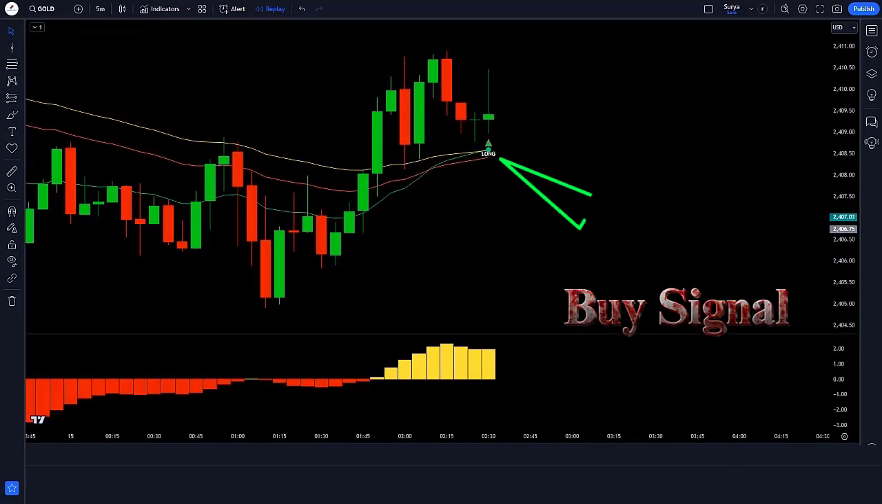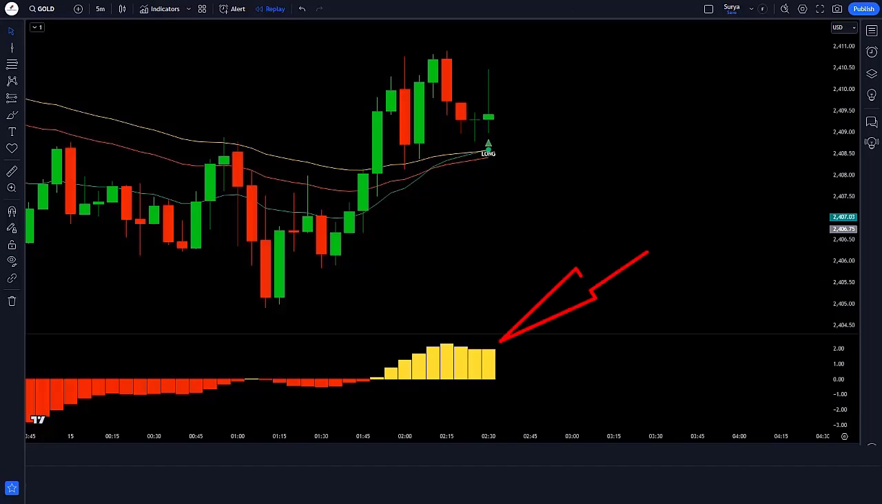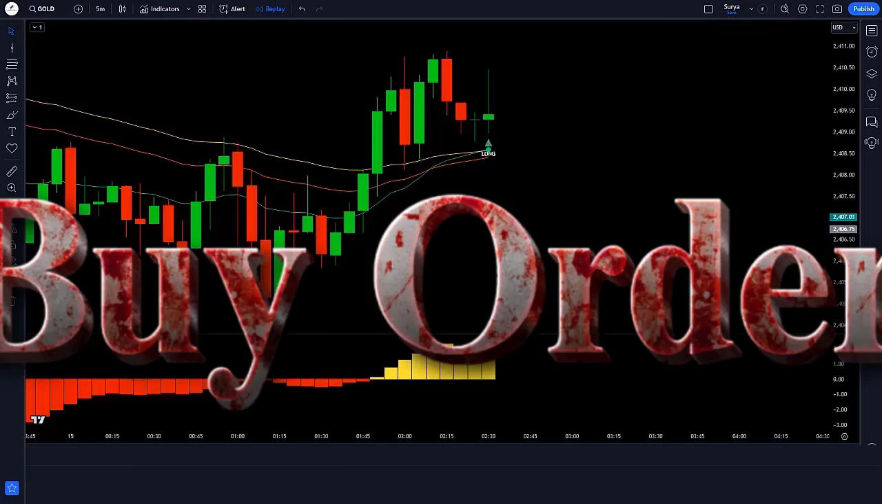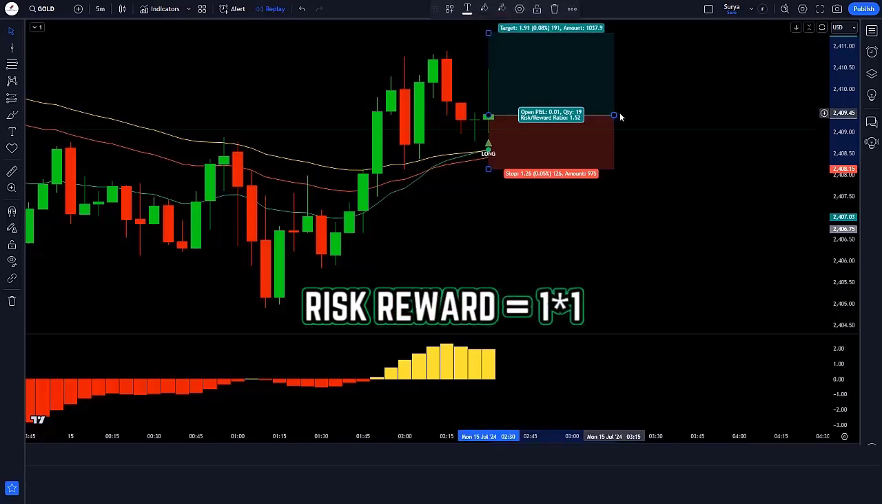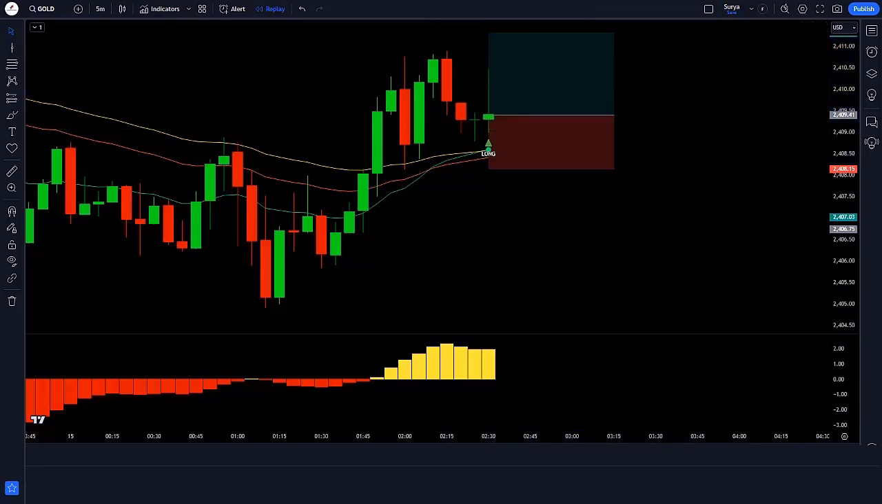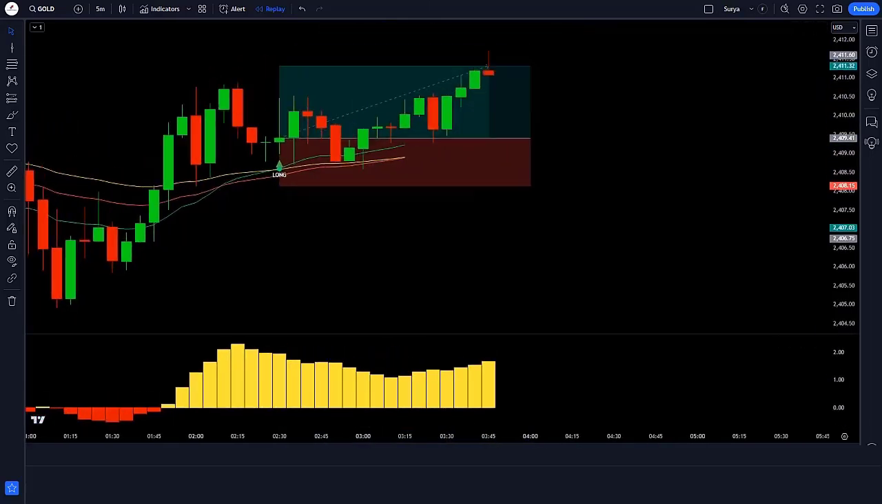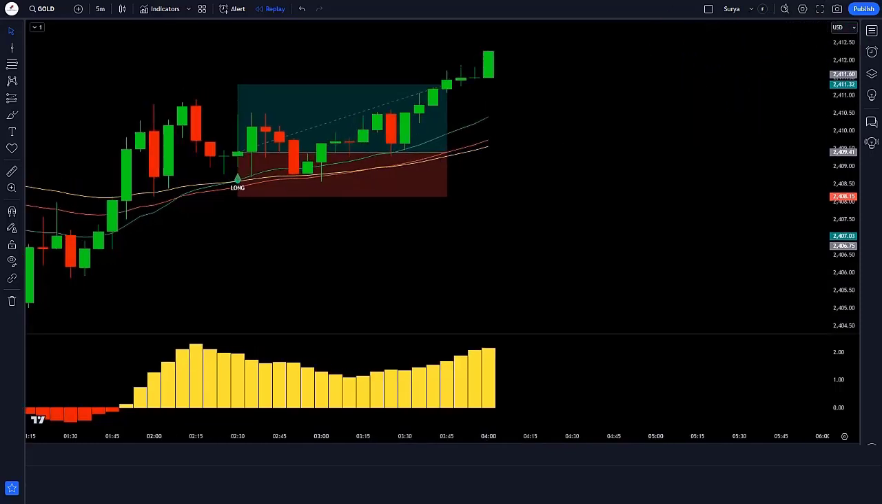When the 3MA cross indicator gives us a buy signal, when the Awesome Oscillator indicator has created a yellow histogram, when the market forms a bullish candle, if this condition is met, we will take a buy order. Our stop loss is to be placed at the previous low of the market. And the risk to reward ratio will be 1 to 1.5. Let's see what happens to our trade. Our trade is running in profit. We have won the trade. Let's find the next trade.